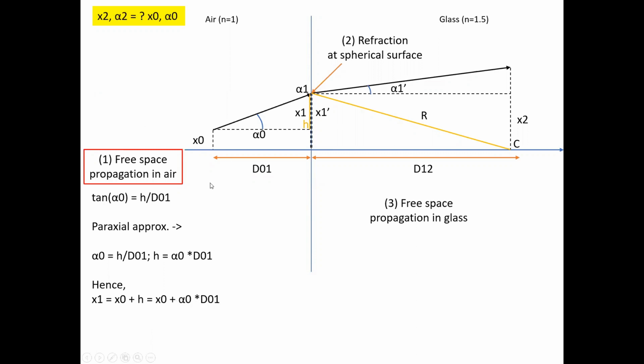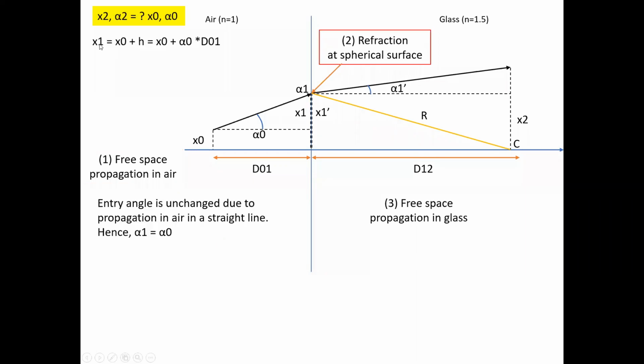So just looking at the free space propagation in air case separately, this is the relationship between the output here, which is x1, and the input, which is x0. I have put that equation over here. This is the place where I'll save all the equations that I derived. So x1 equals x0 plus alpha 0 times d01. Now the second thing to equate are the angles. The angle is unchanged, like we saw, because it's just propagated and nothing else has happened.